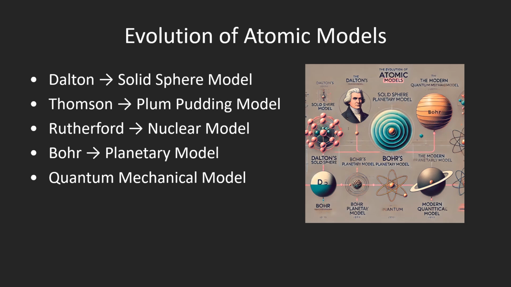Bohr's planetary model, 1913. Bohr refined this idea, suggesting that electrons travel in fixed energy levels or shells around the nucleus. The quantum mechanical model, 1926 to present. Today, we understand that electrons don't orbit in fixed paths but exist in probability clouds known as orbitals. This model is based on quantum mechanics and is the most accurate representation of atomic structure.